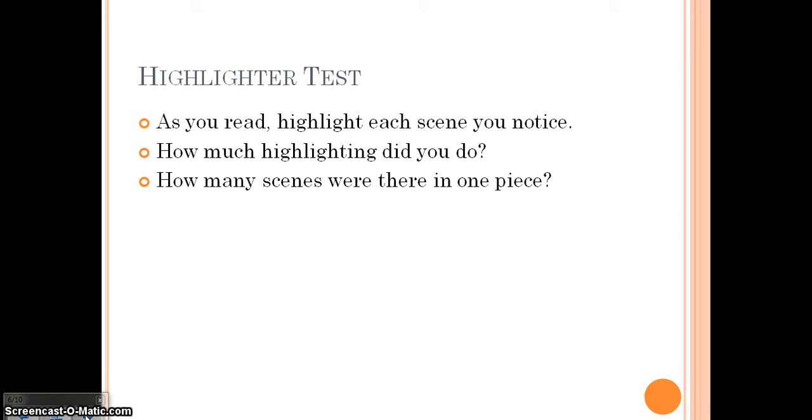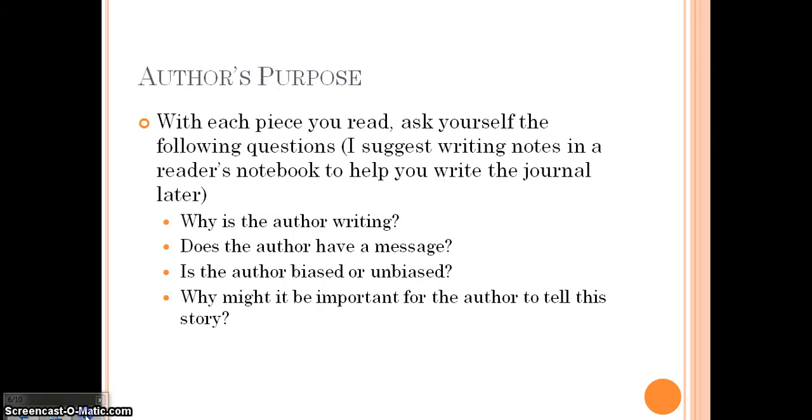Ask yourself at the end of each piece, how much highlighting did you do? How many scenes were there in each piece? When you are writing your own, you're going to have to decide how many scenes to include, and then alternate those scenes with essential information that's fact-based, so that you don't bore. That's a very tricky balance that we'll get into more later. All right, so that's the highlighter test. That's something that you will be doing with each piece that you choose to read, and you should definitely be referencing it inside of that journal that you will be handing in.